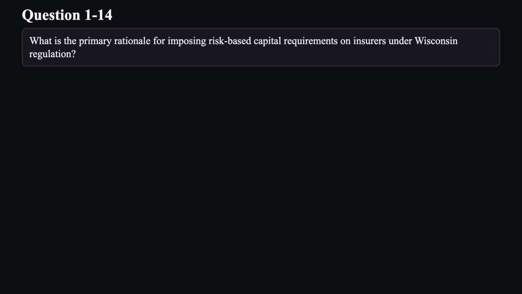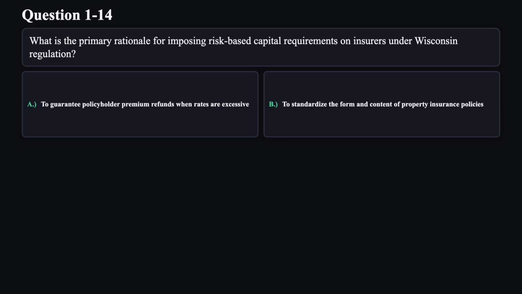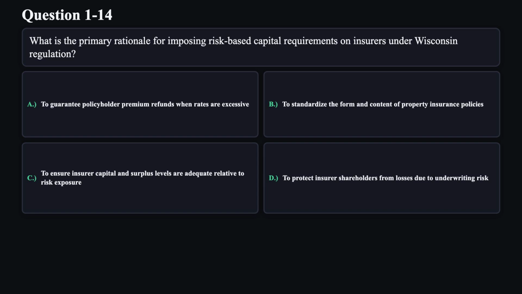Question 14. What is the primary rationale for imposing risk-based capital requirements on insurers under Wisconsin regulation? A. To guarantee policyholder premium refunds when rates are excessive. B. To standardize the form and content of property insurance policies. C. To ensure insurer capital and surplus levels are adequate relative to risk exposure. D. To protect insurer shareholders from losses due to underwriting risk.